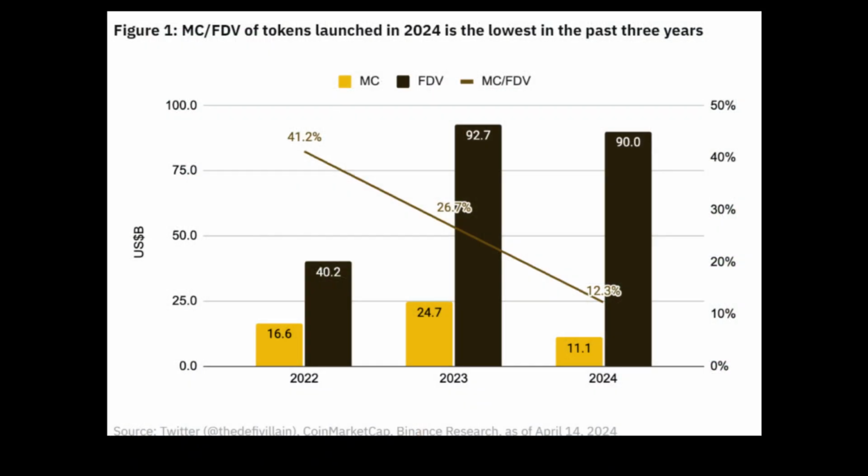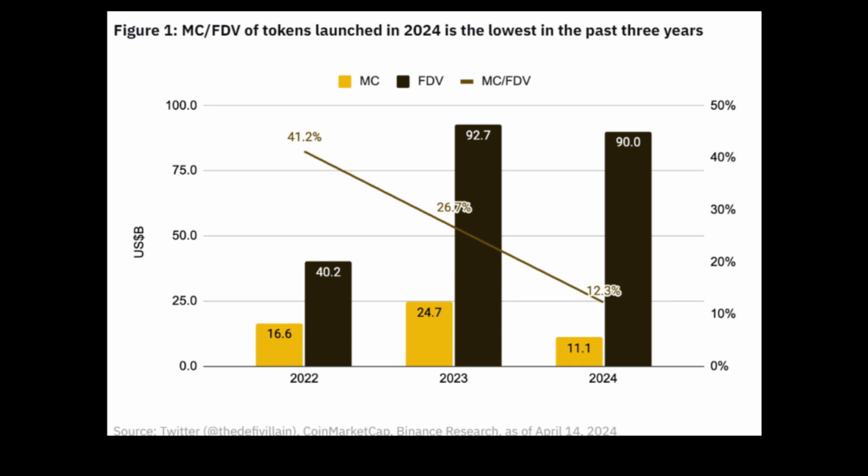It starts with this chart. According to this, the average float over FDV ratio of the tokens released in 2024 has been the lowest compared to previous years. This means that their market cap or float is not only low, as represented in yellow, but their FDV is higher, represented by dark brown, than in previous years.